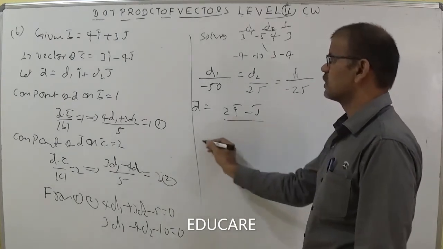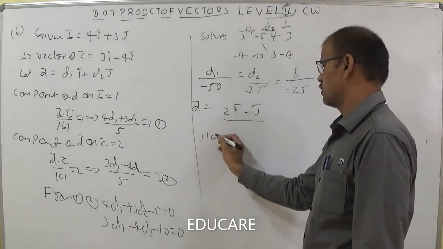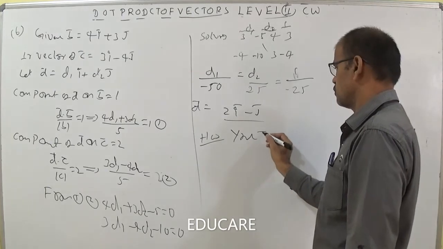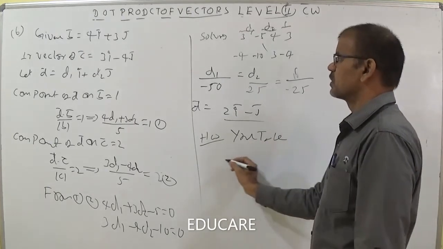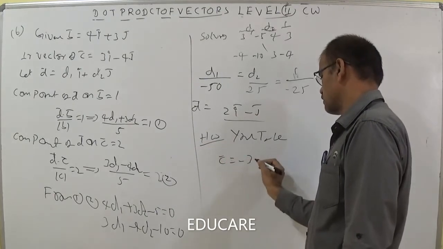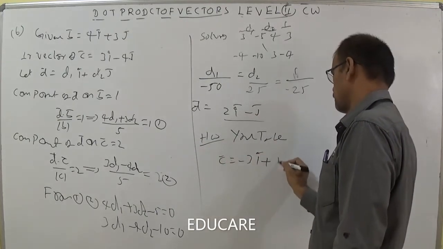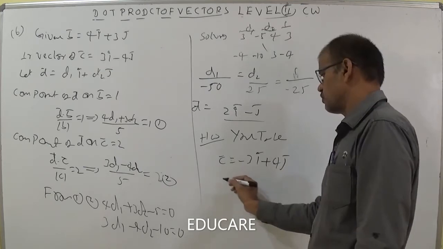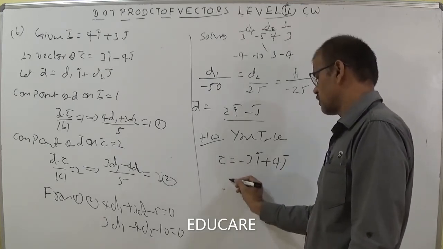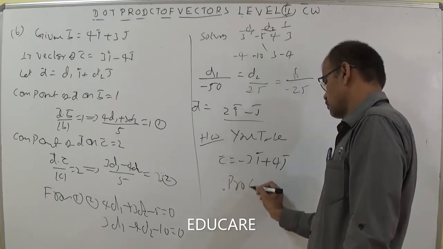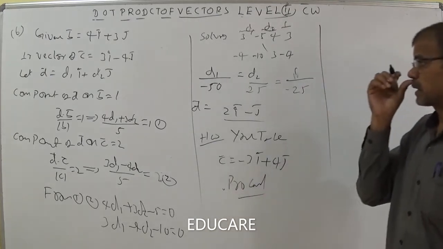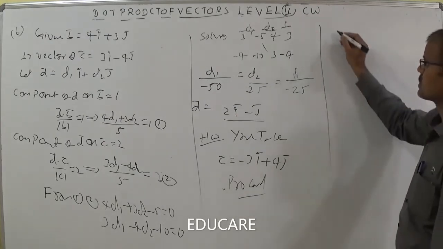You do one thing, students. I am giving homework here: you consider the value C bar equal to minus 3i plus 4j, and you verify. Minus 3i plus 4j and proceed. Using this value you can find this one. It's okay.